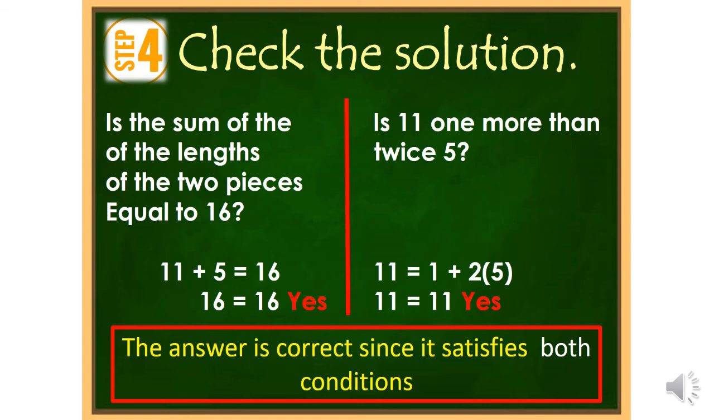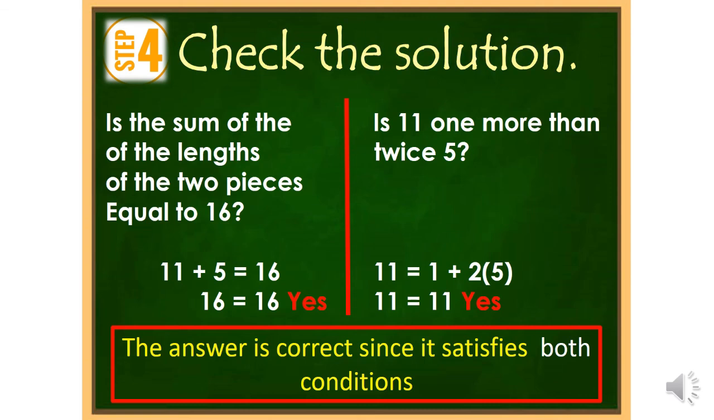The second one is 11, 1 more than twice 5. We have 1 plus 2 times 5 is 11. So therefore, the answer is correct since it satisfies both conditions. Now, the value of our x is 11 and y is 5 as our final solution.